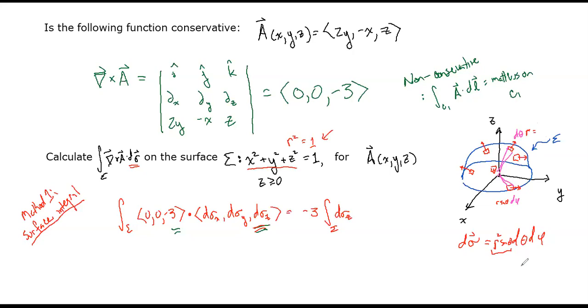And in fact, what's true about r squared on this surface? So again, r squared equals 1. So we can just say sine theta, d phi.